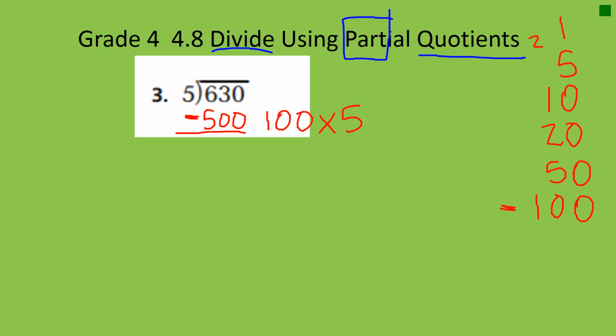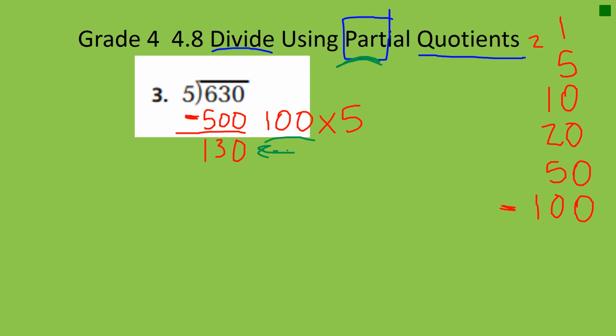Okay, so let's see. 0 minus 0 is 0. 3 minus 0 is 3. 6 minus 5 is 1. Okay, so each of my friends is now sitting there with a $100 bill in front of them. Whoop, whoop. So 100 is the first part of the quotient. Okay, so if you notice now I have $130 left. I have $130 left to give my friends.